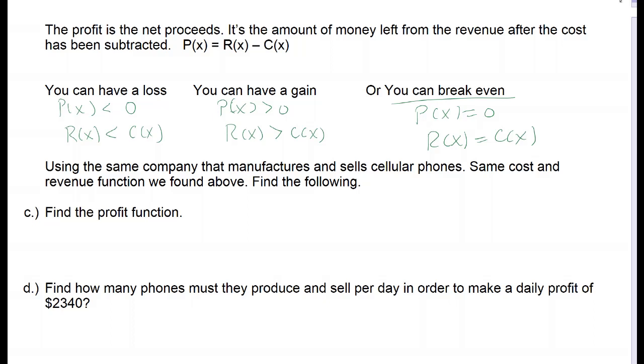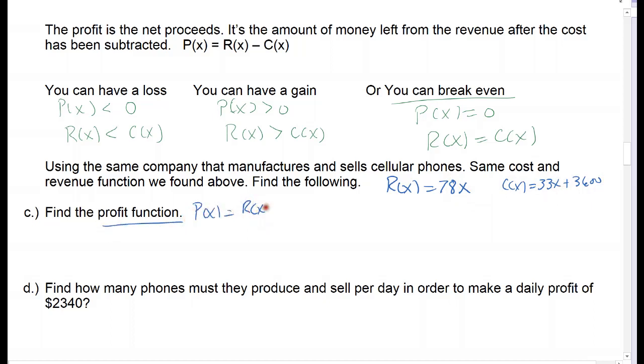So if you remember from the previous example in the last video, we want to find the profit function for my cell phones. So I'm going to write down my equations. In the last video, we found that the revenue for my cell phones was 78x. My cost for my cell phones was 33x plus 3,600. We want to find profit. Well, profit is revenue minus cost. And you have to remember that. Profit is revenue minus cost.